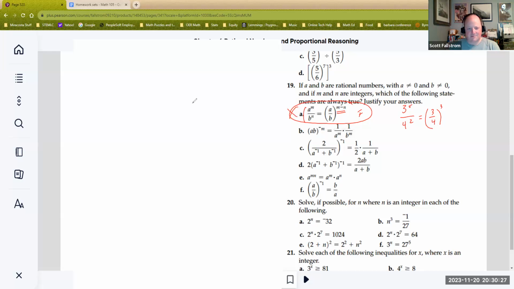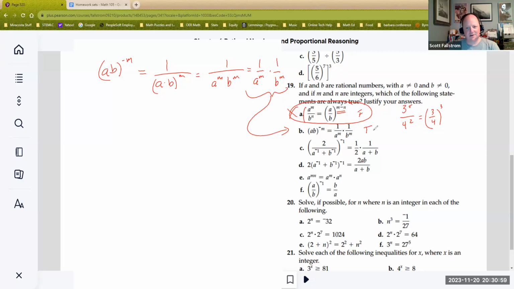Now let's see here, AB to the minus M. So then now use what you know. AB raised to the minus M would be the same as 1 over A times B, and that whole thing to the M. And then remember, an exponent like this would be AB times AB times AB times AB, M times, which is the same thing as A to the M, B to the M, because again, you're just kind of using that idea of an exponent. And that actually does work out to be 1 over A to the M, 1 over B to the M. And so that, I would say, is true. And it's true all the time.